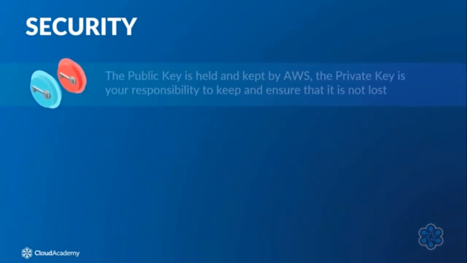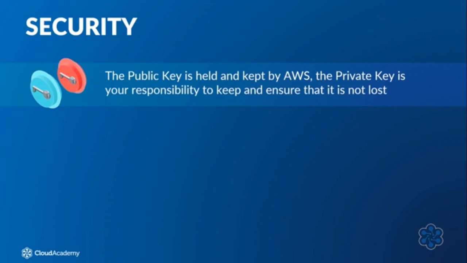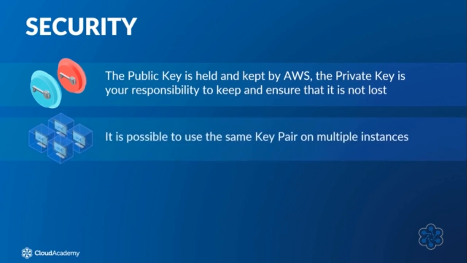The public key is held and kept by AWS, and the private key is your responsibility to keep and ensure that it is not lost or compromised. So going back to when you create your EC2 instance and a new key pair, you are given the opportunity to download the key pair. Once you have done this, you must keep that file safe until you're ready to log on to the associated EC2 instance. It's worth noting that you can use the same key pair on multiple instances to save you managing multiple private keys. Do bear in mind, however, should the private key become compromised, access could be gained to all the instances where that key pair was used.